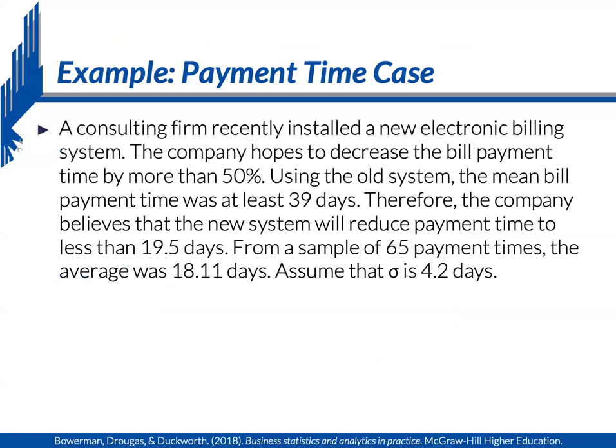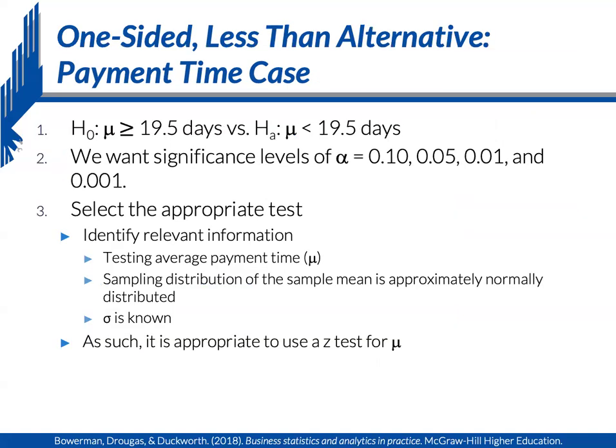So let's now look at the payment time case. In the payment time case, again, we've identified the null and the alternative hypotheses earlier. The null hypothesis states that the mean is greater than or equal to 19.5 days, while the alternative hypothesis states that the mean is less than 19.5 days. In this example, we will also use four values of alpha: 10, 5, 1, and 0.1%.